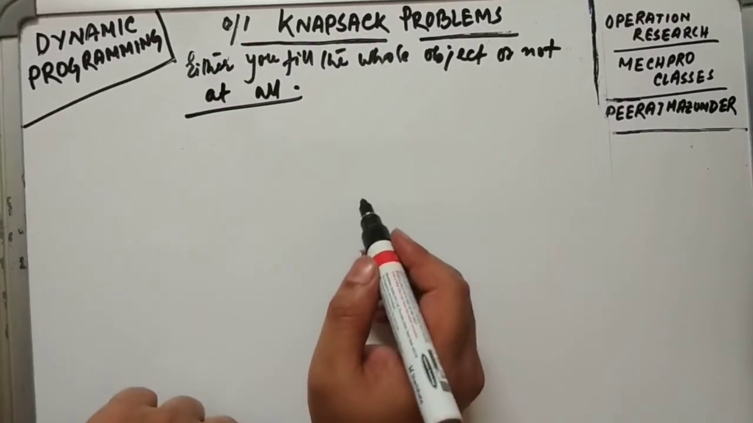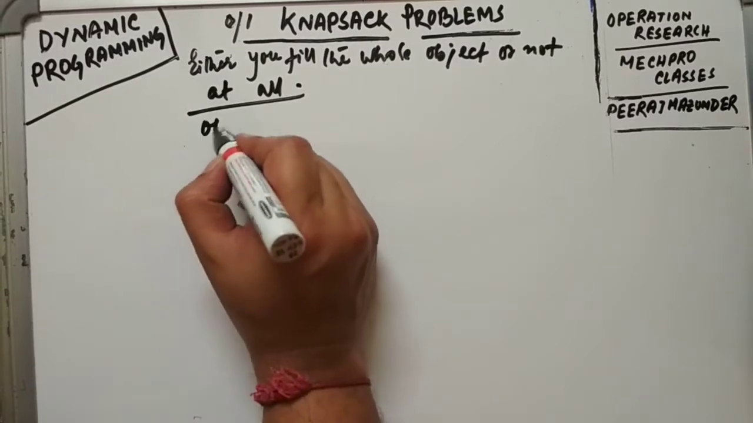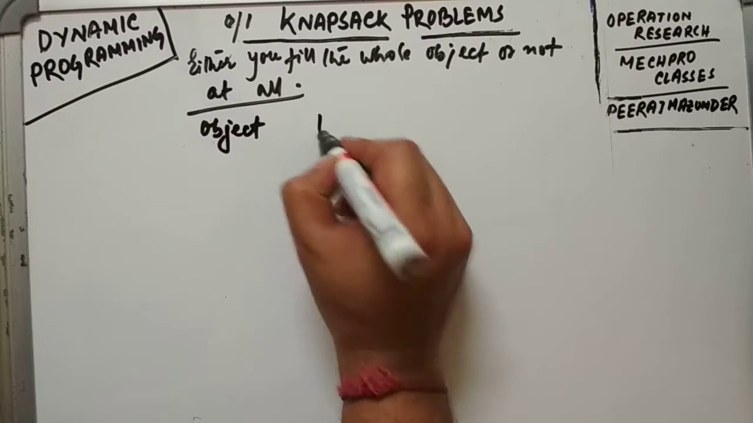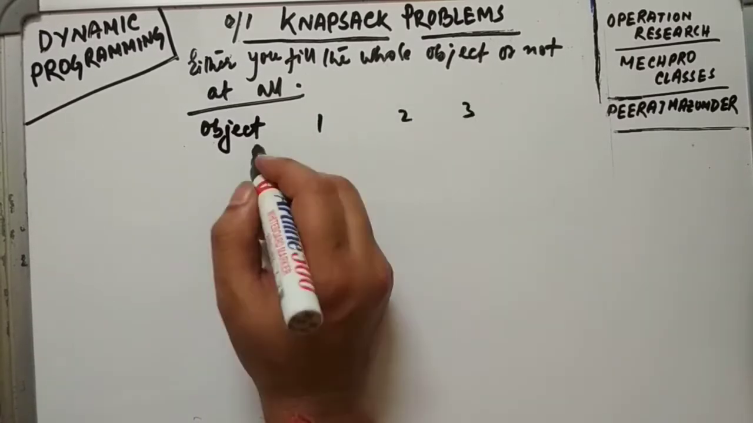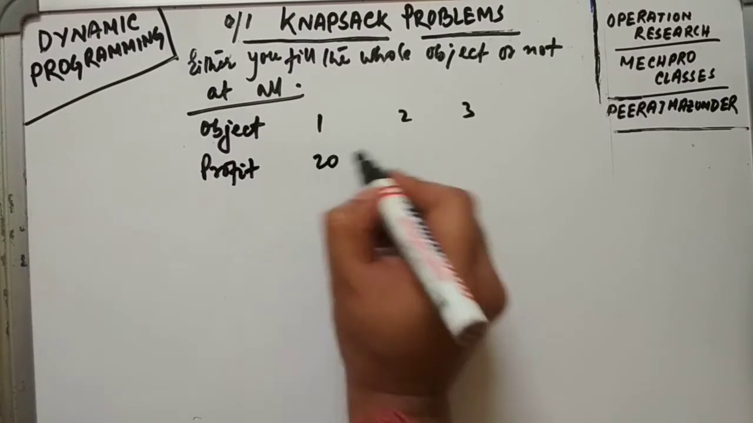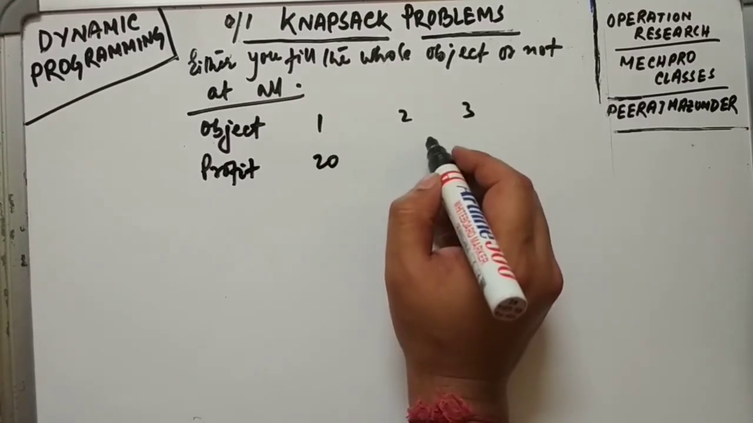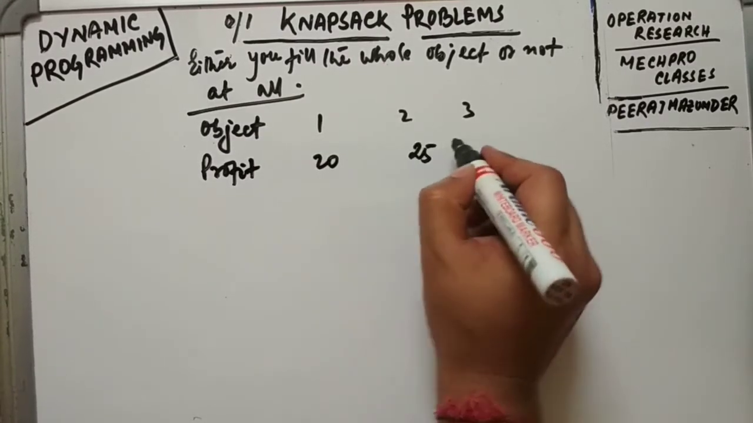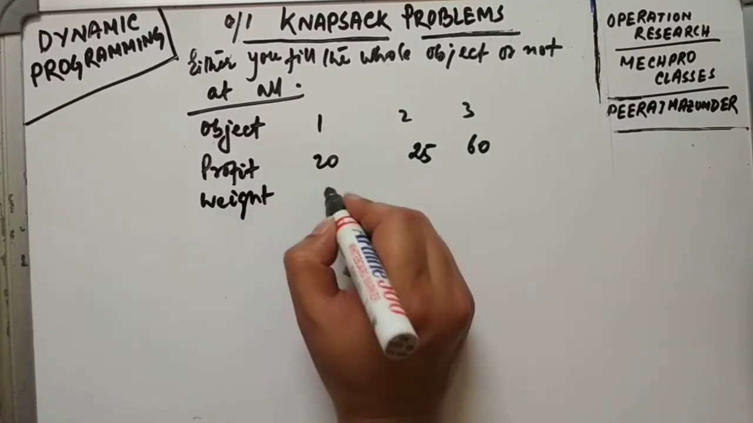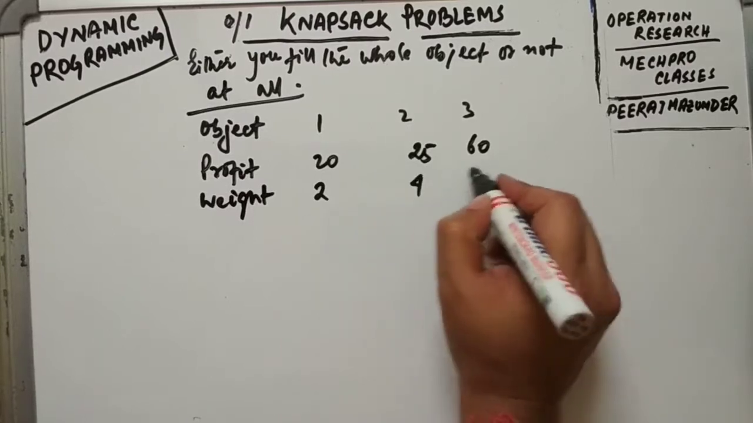Now let us see with a problem. Say we have objects 1, 2 and 3. The profits of these, say, are 20, 25 and 60, and the weights, say, we are having 2, 4 and 8.